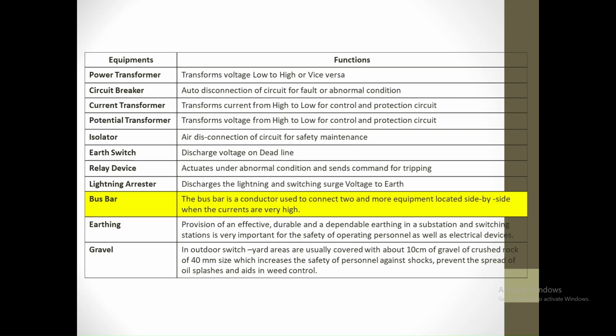Most of us know the transformer is for either stepping up or stepping down the voltage. Similarly, the circuit breaker is required for auto disconnection, both during normal and abnormal conditions, for disconnection of the circuit. The current transformer transforms the current from high to low, which can be used for control and protection circuits, and PT also. Similarly, the isolator is for air disconnection for safety and maintenance, then the earth switch, relay devices, lightning arrestor, earthing, gravel, everything. And in our next video, we'll be discussing the bus bar.